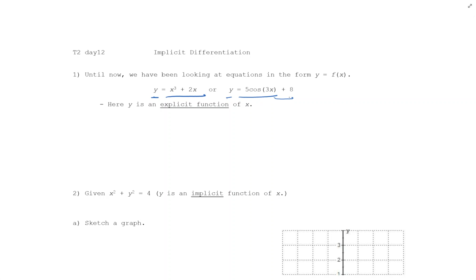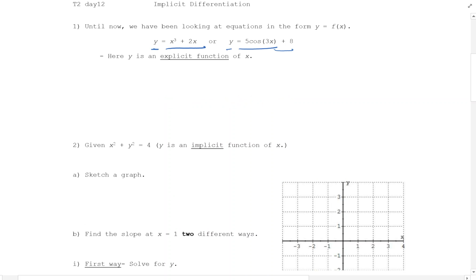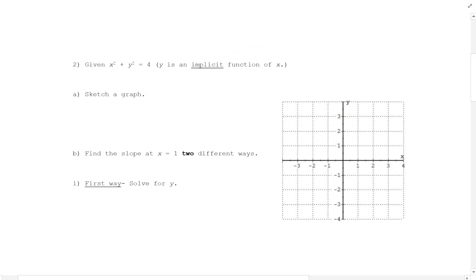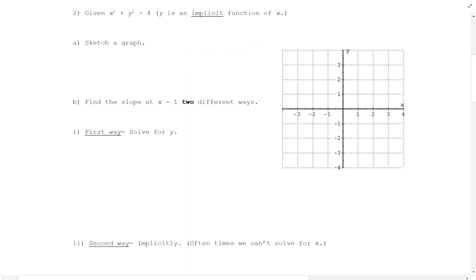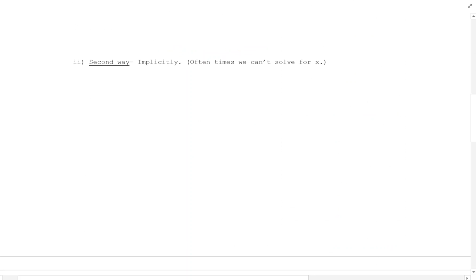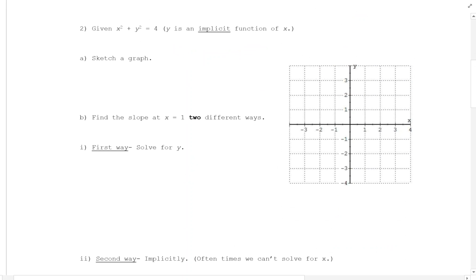We sometimes have equations though that are not in that form, but the y is buried in our equation. So in example 2, we see that we have x squared plus y squared equals 4. It's called an implicit form because the y is buried inside the equation. It's not y is equal to some expression.